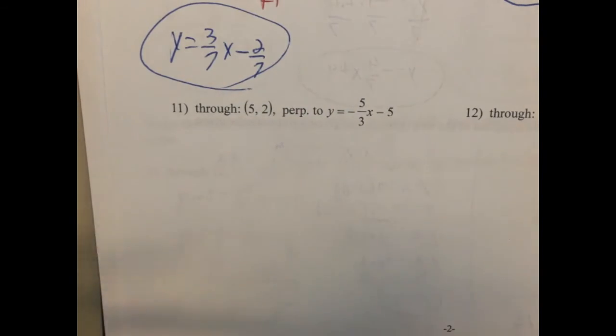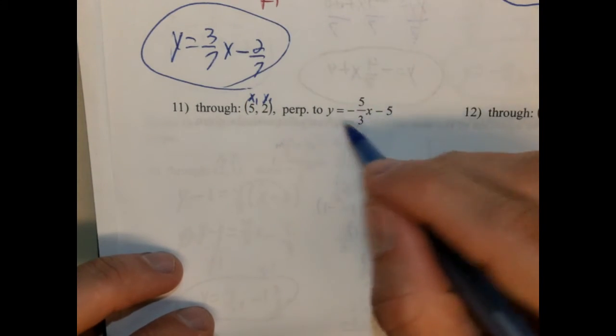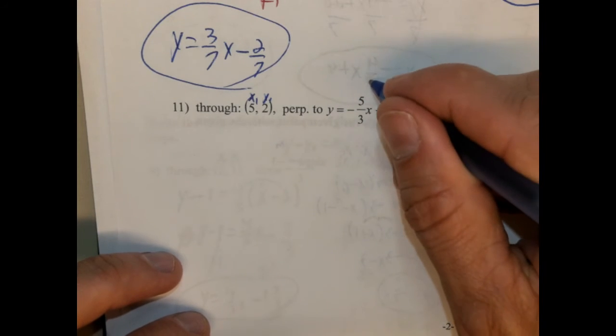Okay. So let's label our points here. We have x1, y1, and it's perpendicular to this. So that means we're going to flip it and change its sign. So negative 5 over 3 will become positive 3 over 5.